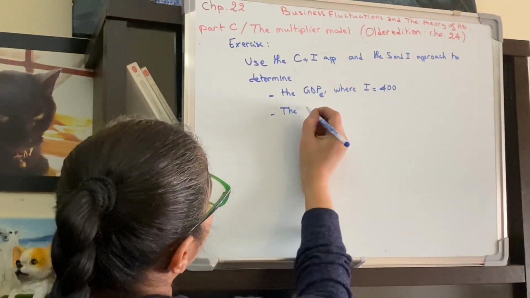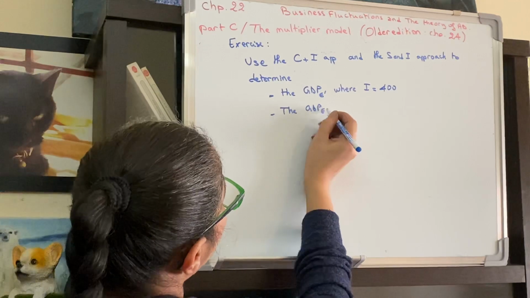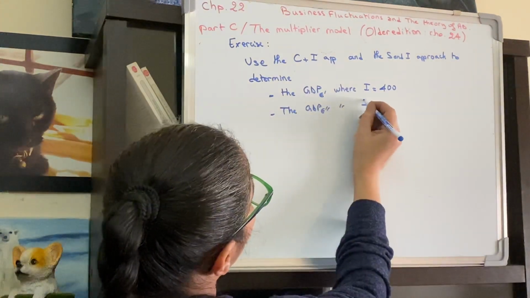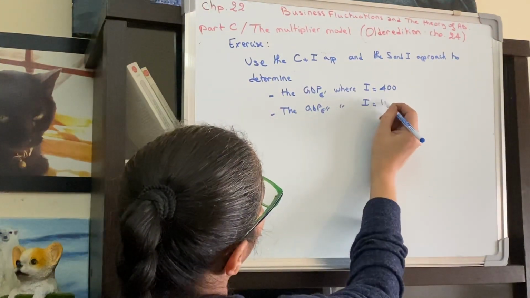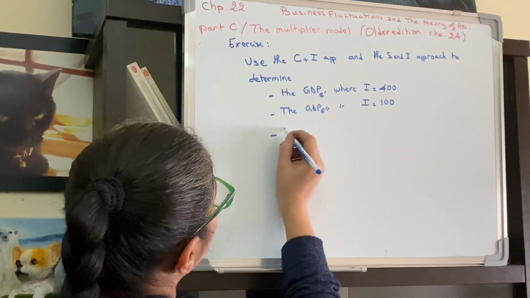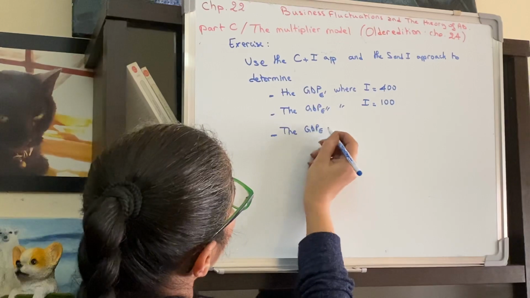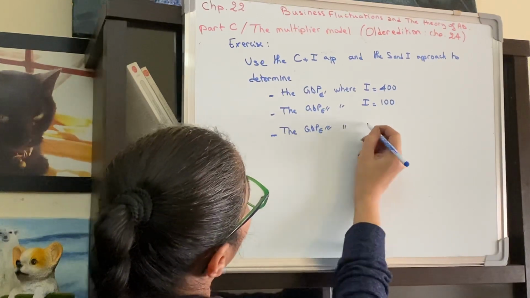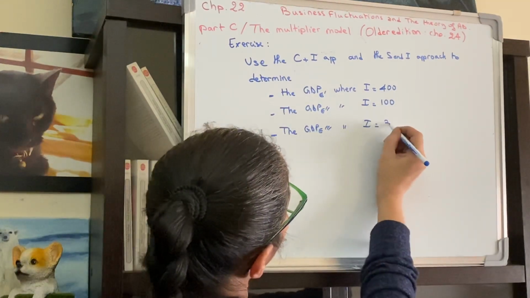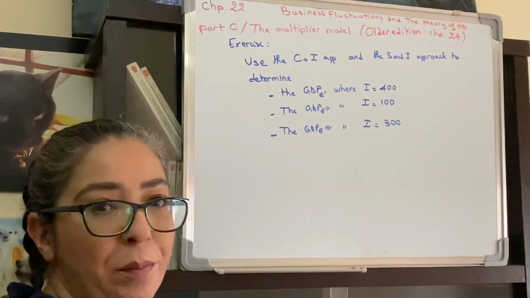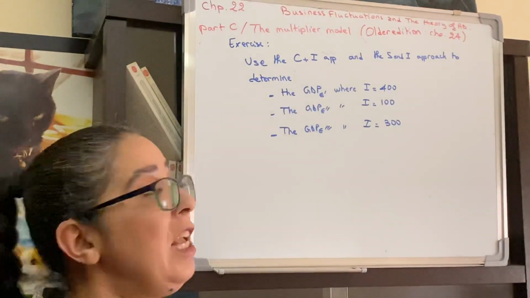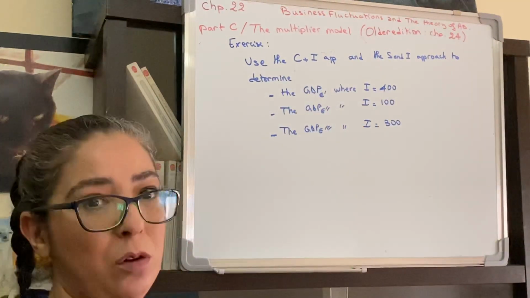The GDP at E second, where I is equal to 100, and then the GDP at E third, where I is equal to 300. Could you do that for me? Okay? These are on the table.